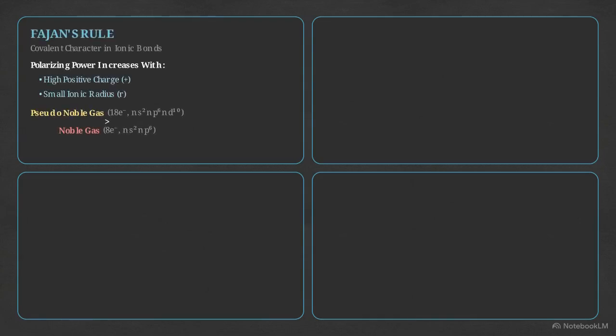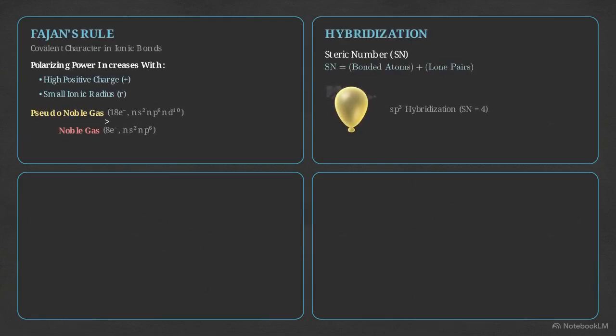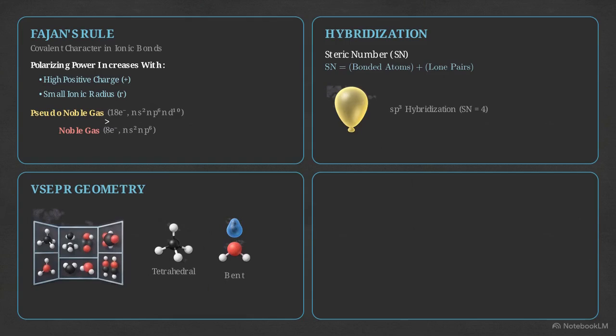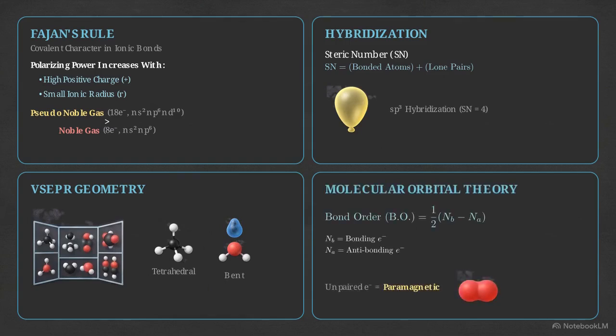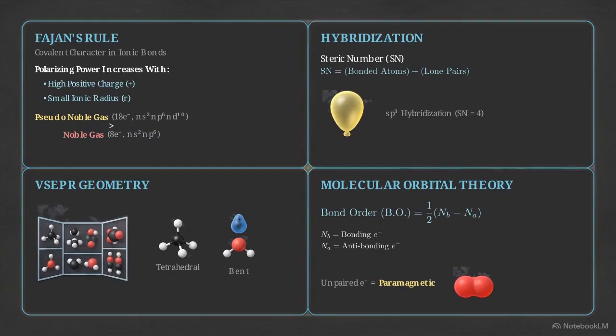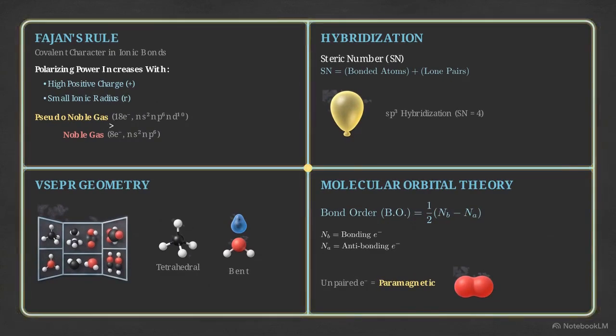By layering these theories, from ionic lattice energy to quantum MO diagrams, we possess a comprehensive method to predict how any matter in the universe interacts. Each model solves a specific layer of the chemical puzzle.